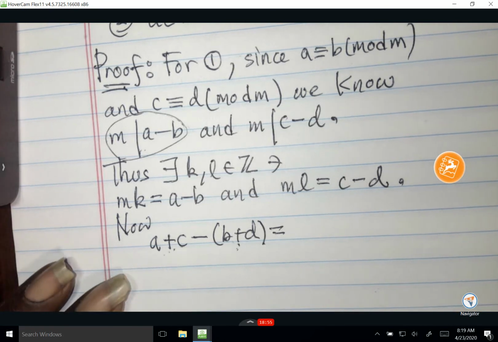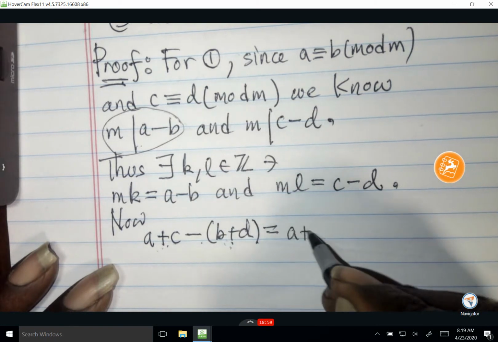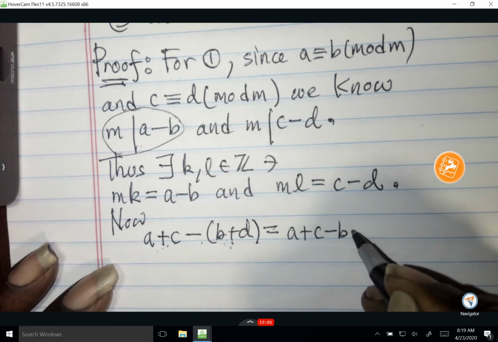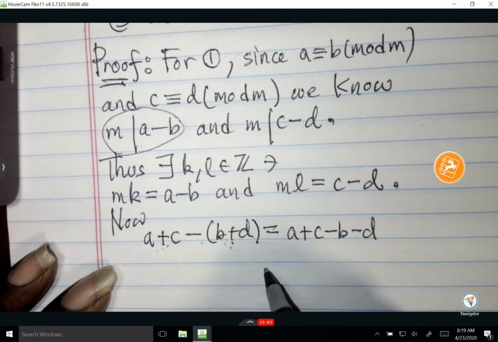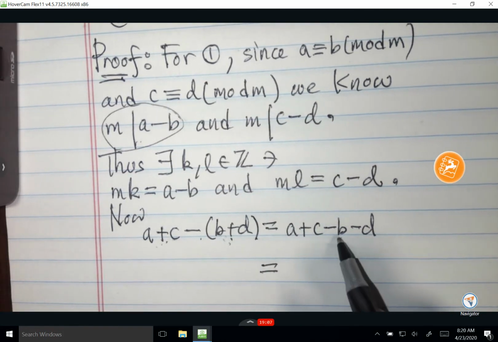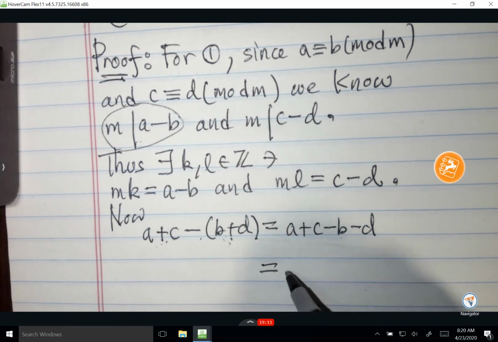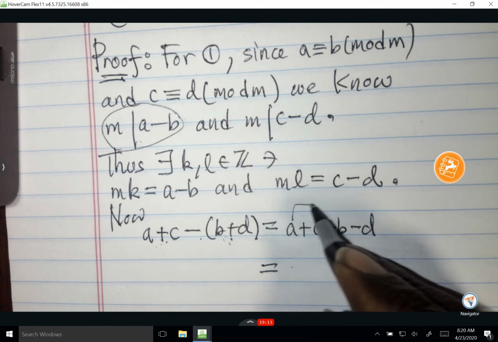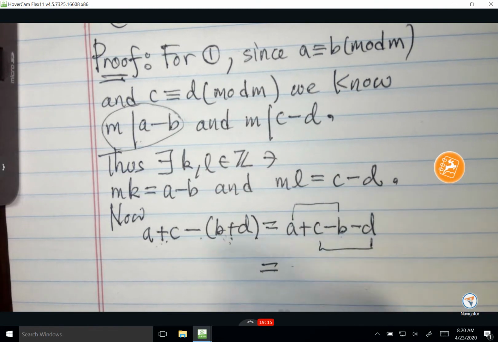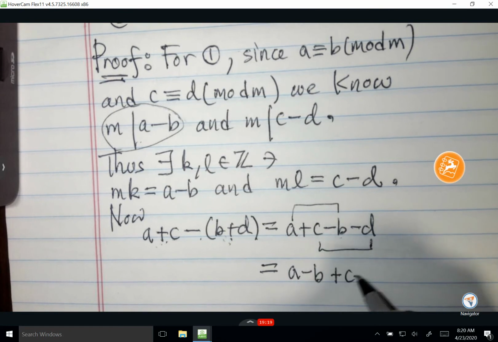What can you say that's equal to? We'll drag the minus through. That would be A plus C minus B minus D. What can you say that's equal to? Well, I can rearrange this because you can add numbers in any order. So I can put these two together and these two together. So I can write this as A minus B plus C minus D.